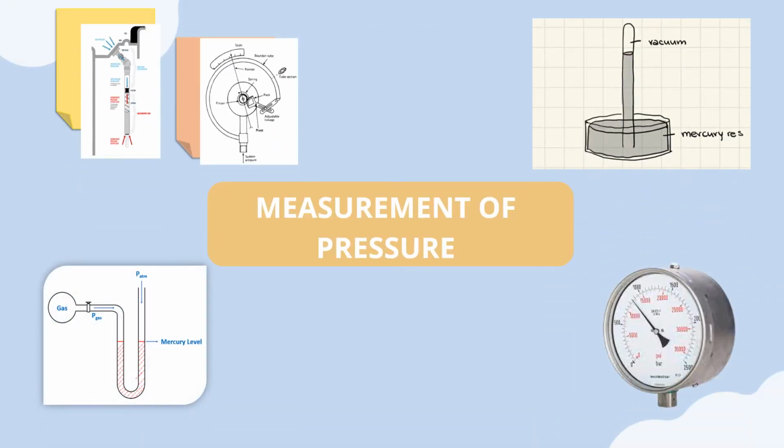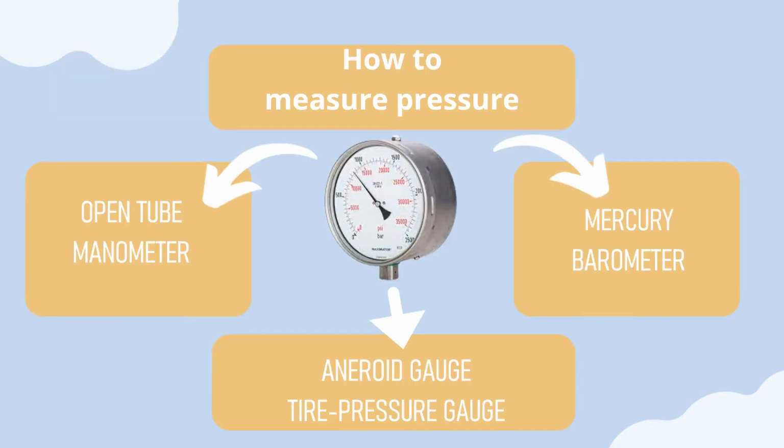Measurement of pressure. There are 4 ways on how to measure pressure. The first one is aneroid gauge. The second one is mercury barometer. The third one is open tube manometer. And the fourth one is tire pressure gauge.